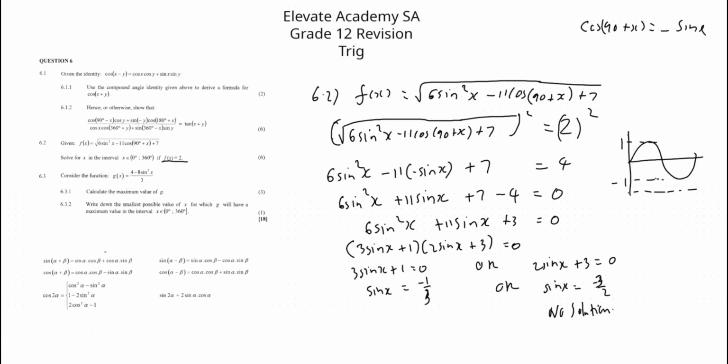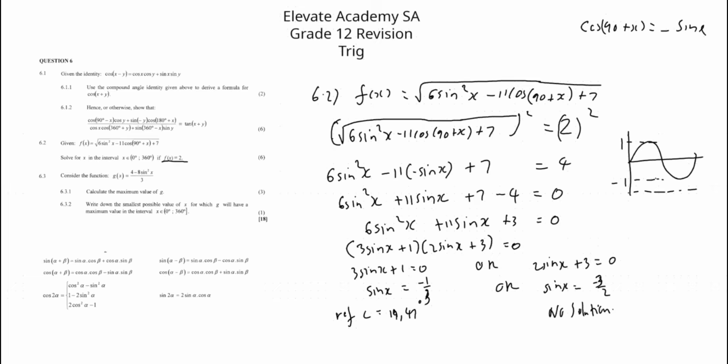We need to find a reference angle first of all. To find the reference angle, we press shift sine on our calculator and we enter the positive value here, which is 1 over 3. So the reference angle, when we do that, is 19.47 degrees. And that's not our solution.